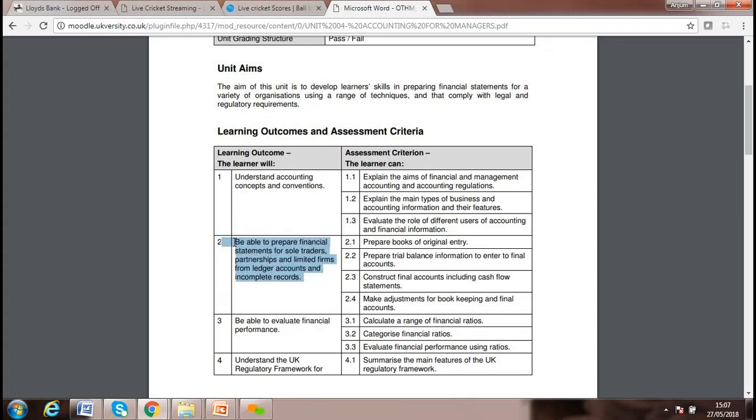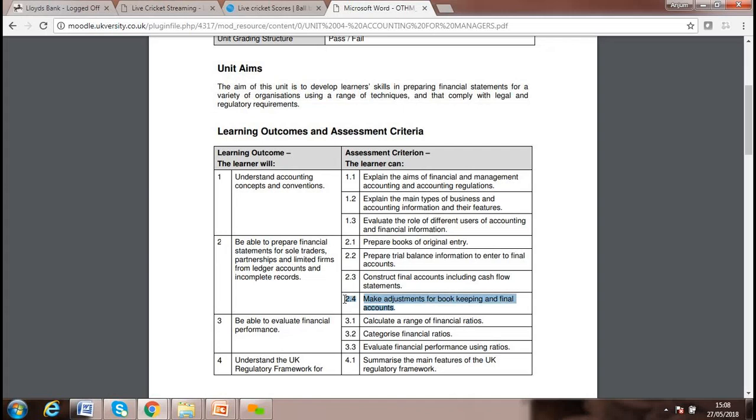So we will go through preparing the books of original entries, the trial balance information and final accounts, and constructing the final statements including the cash flow statement, and making adjustments for the bookkeeping and final accounts. That's all that will be the focus of this lesson. Any questions?